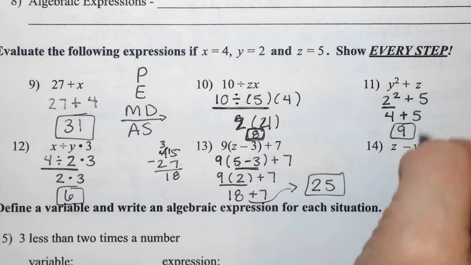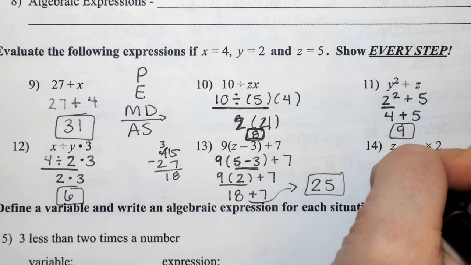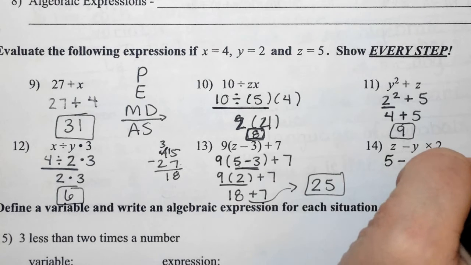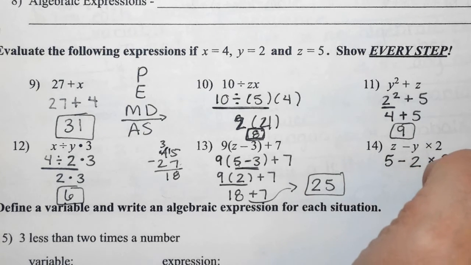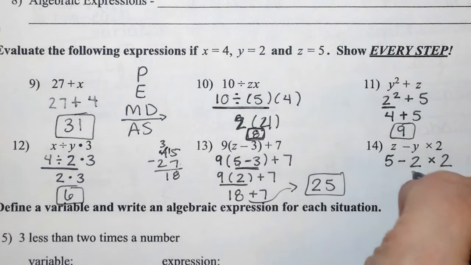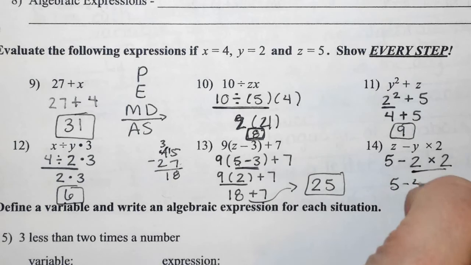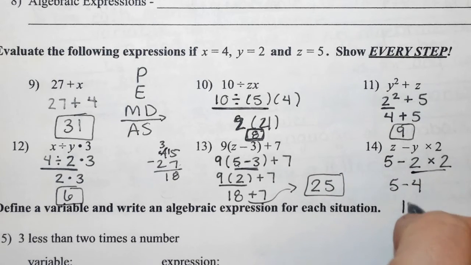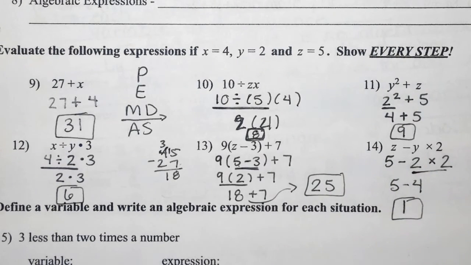It's going to say 5 minus 5 minus 2, and then we still have times 2. All right, what do I need to do first on this problem? What do I need to do first, RJ? 2 times 2. So now I have 5 minus 4, which is 1. Okay. Are there any questions on those working them out problems?